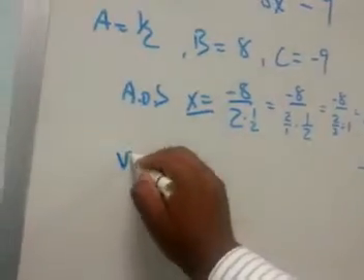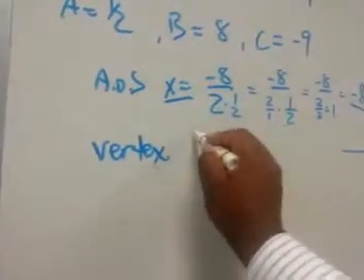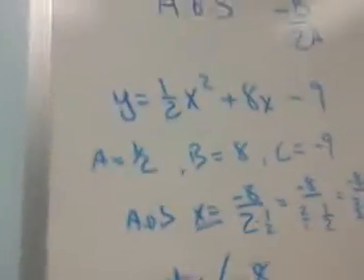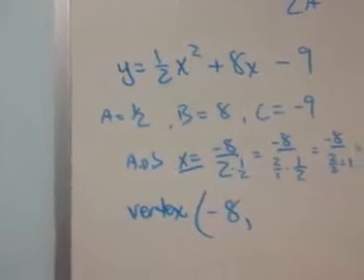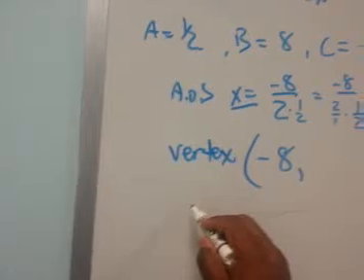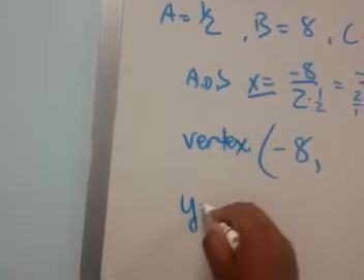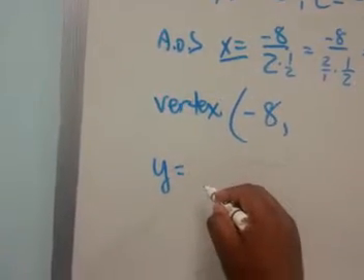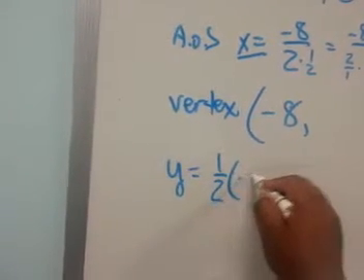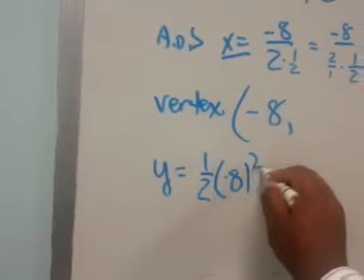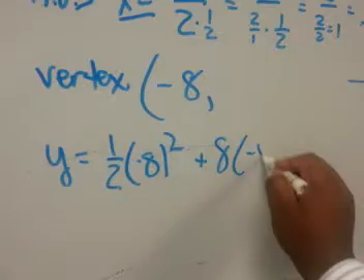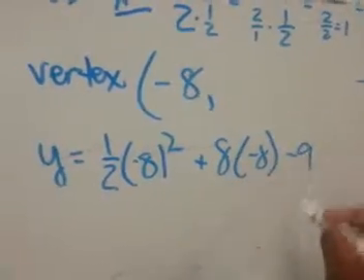Okay, so now let's find the vertex. And we already have the x, negative 8. We just plug that back into the original equation, because now we're looking for the y value. Okay, so y equals 1/2 times negative 8 squared plus 8 times negative 8 minus 9.